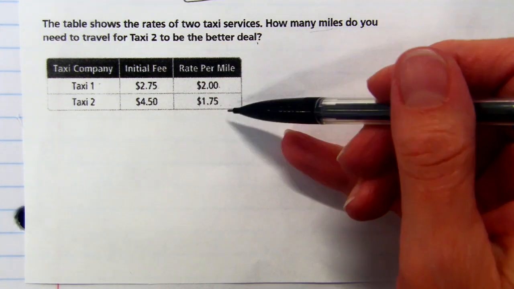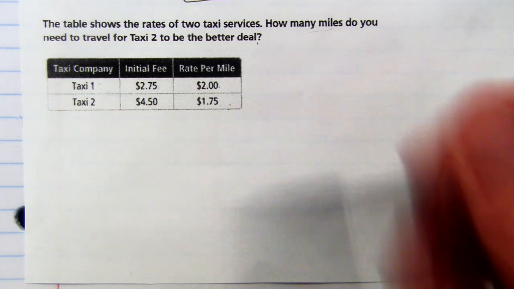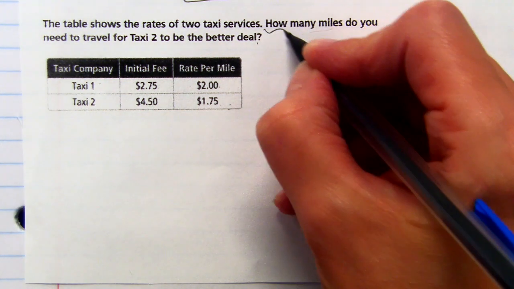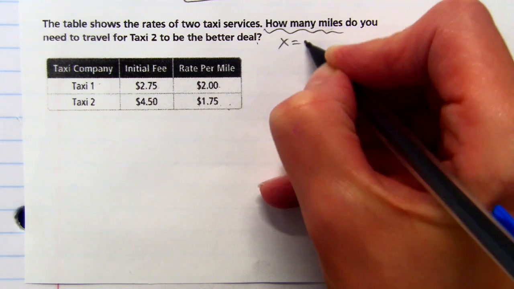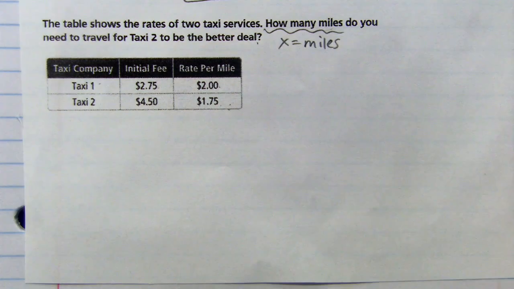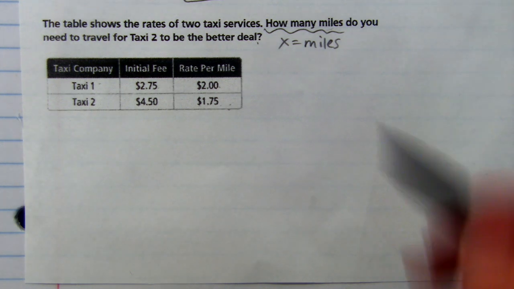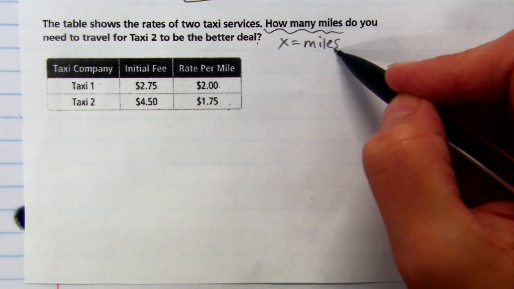So if you're going a long ways, this one might come out cheaper. So they're wanting us to know how far you have to go. Okay, so the big thing is knowing where you're going to put the x. We're looking for how many miles. So x is going to equal the miles that you're going in this taxi. Or you could use m for miles if you like that better. No, X is superior.